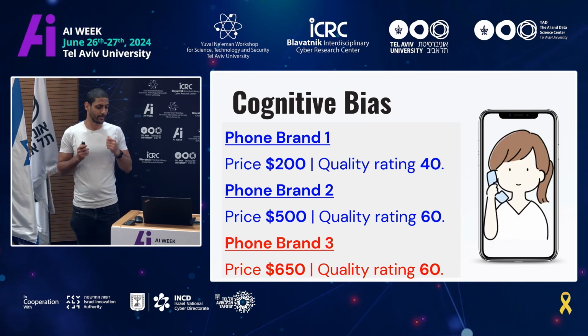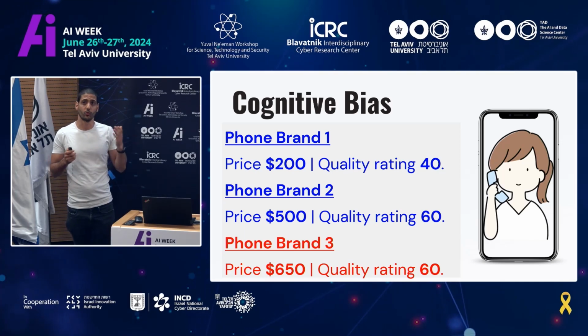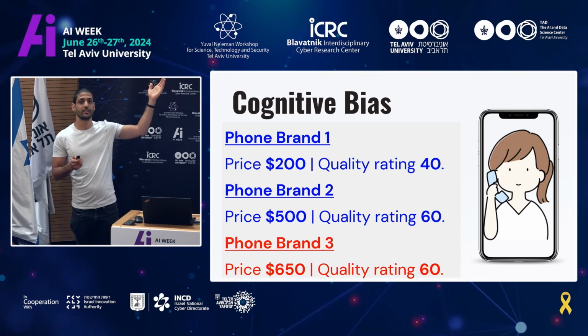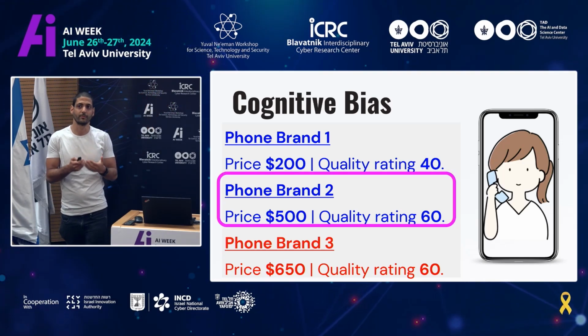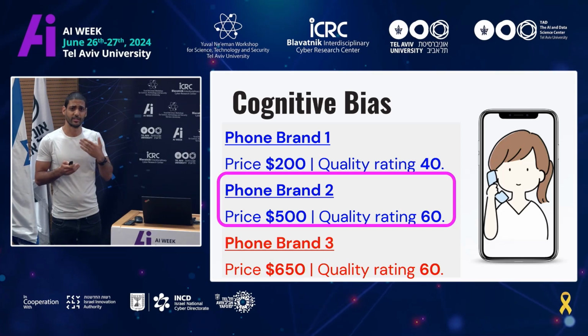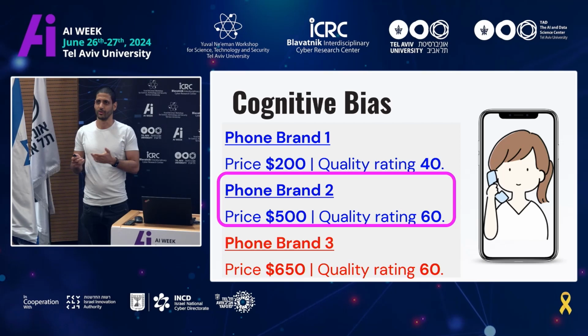So when psychologists tested it, they showed that if you want more people to choose brand 2, you need to add a brand 3, and this will make people choose more brand 2. So why am I talking to you about this?